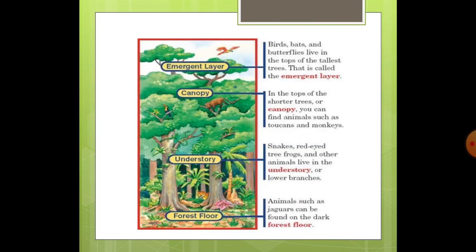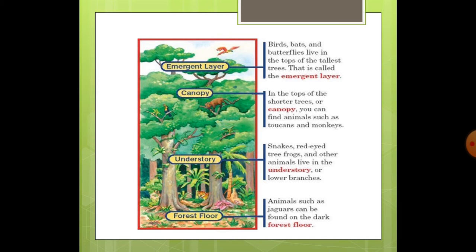Here we can see the different stratification: the forest floor, the understory, canopy, and emergent layer. Now the emergent layer, where the branches are emerging outside, that is coming out of the canopy layer, they give shelter to animals like birds, bats, butterflies, etc., which use that layer for their shelter.